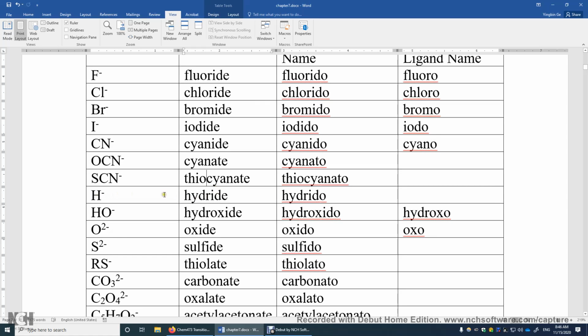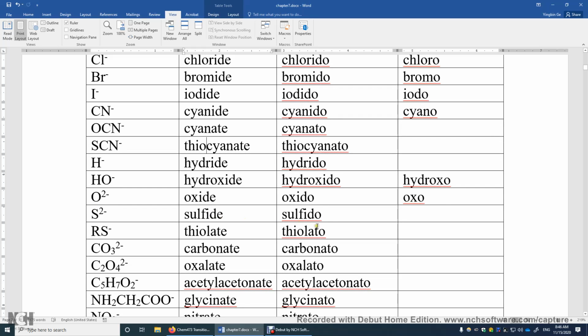This is just hydride. So if you have NaH, sodium hydride, but in transition metal chemistry as a ligand, it's hydrido. Hydroxido. The common name is hydroxyl. O2 minus. So if you have an ionic compound MgO, it's just magnesium oxide, but in transition metal chemistry as a ligand, it's called oxido. The common name is oxo. Sulfur, sulfide, sulfido.